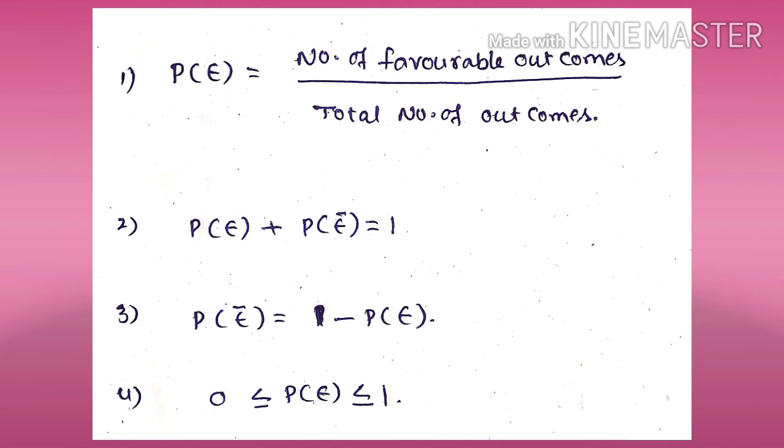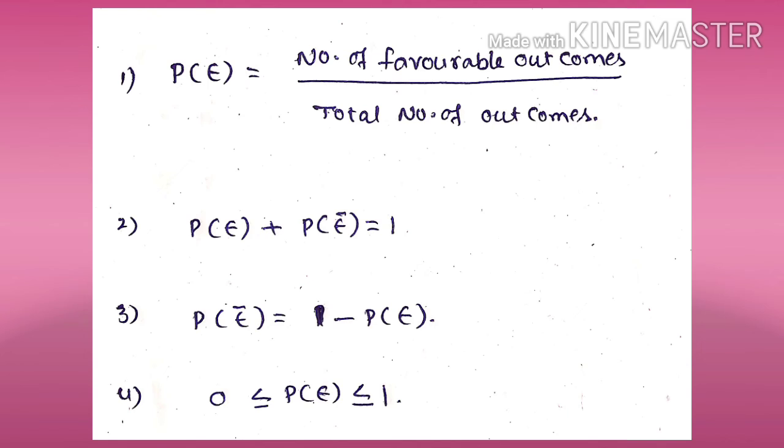And the fourth one: the probability of any event P of E must always lie between 0 and 1, including 0 and 1, right? 0 is less than or equal to P of E, which is less than or equal to 1. Let's go for the next chapter.